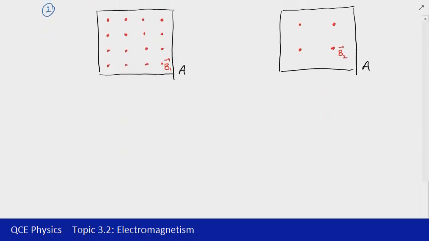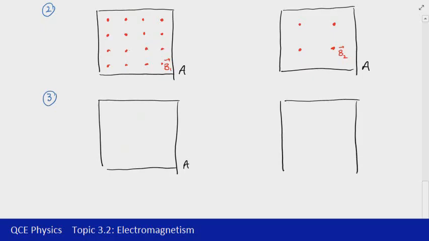And finally, the third one to consider, again the area is going to remain the same, but the direction of the field is going to change. So initially the field is going to be directed out of the screen, and again we'll call that B1. And then afterwards the field is still the same magnitude, but it's now flipped around and it's now directed into the screen. So that will be B2.